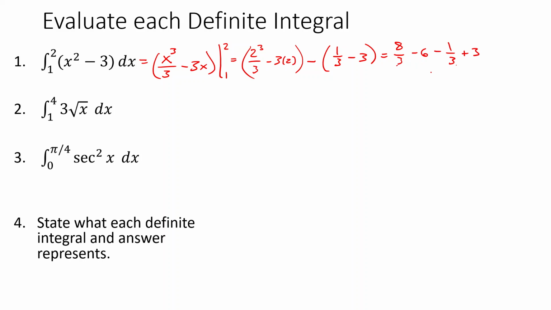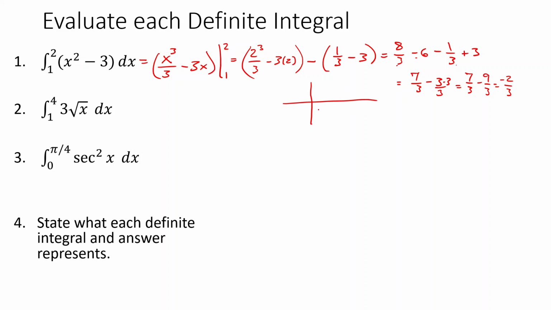So 8 thirds minus 1 third is 7 thirds. Negative 6 plus 3 is minus 3. We can leave it like that, or we can change this to 9 thirds. So we'd have 7 thirds minus 9 thirds is negative 2 thirds. So we got a negative answer. Huh. All right, that must mean that more of this graph was below the x-axis than above the x-axis.